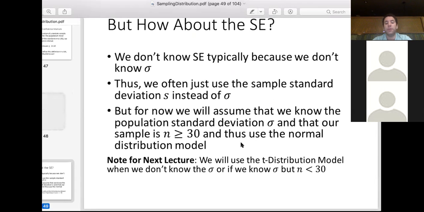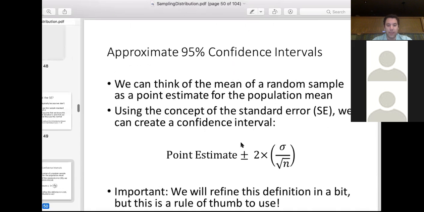This is covering the normal distribution, but in the next lecture, we'll be speaking to the t distribution, for when we don't know the true population standard deviation, or when we know it but can't assume the data is normal because we have a small sample size of less than 30. So this is handling the normal distribution, what's called the z distribution, but in the next module, we'll be covering the t distribution.